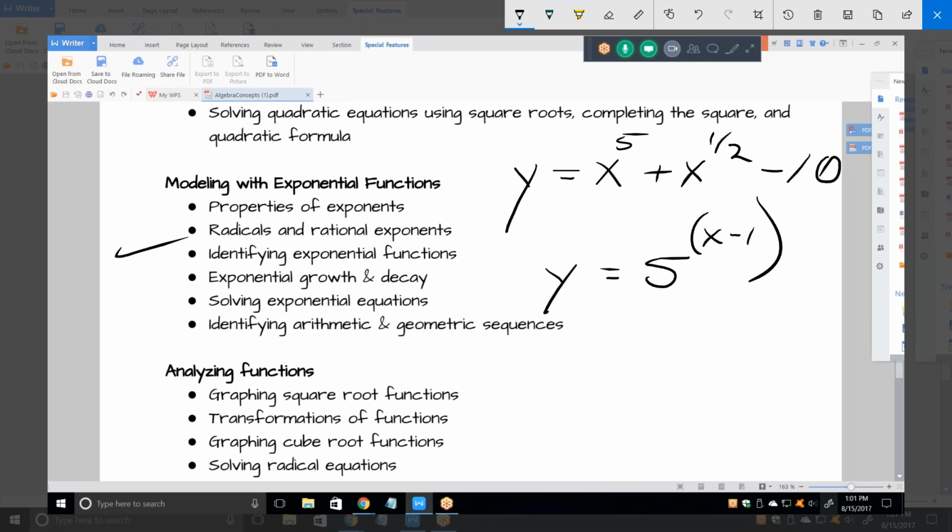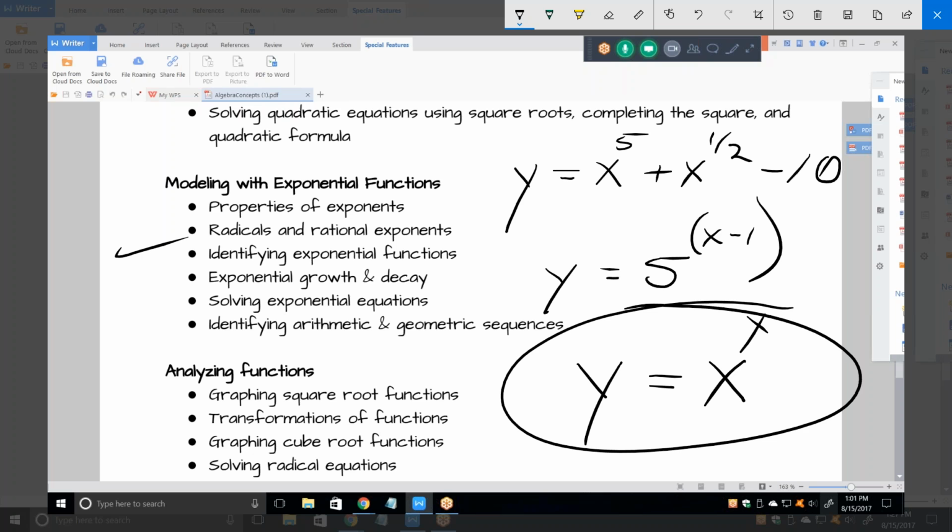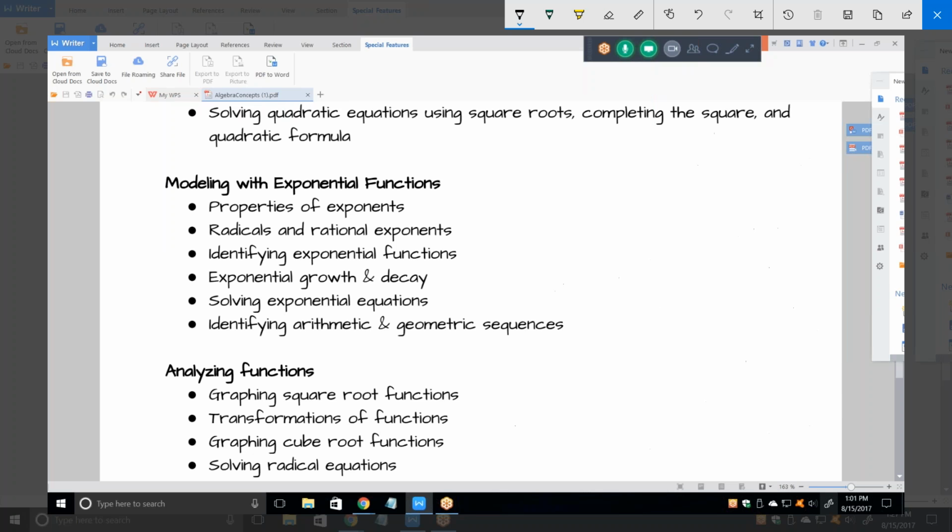So an exponential function is merely a function that has the variable in the exponent. Okay? If I said this, that's an exponential function. Even though my variable is both on the algebra line and in the exponent, that is still an exponential function. Exponential growth and decay.